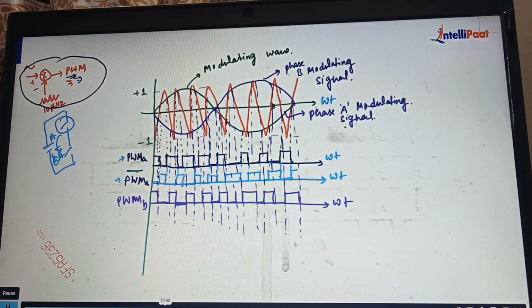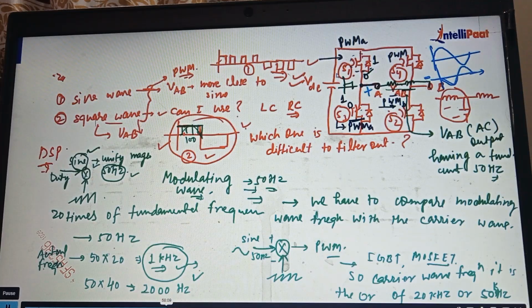Now, can you draw the PWM-B bar for the lower switch? Draw the PWM-B bar. The off position is on. PWM-B off position is the PWM-B bar on position. PWM-B for switch 1, PWM-B bar for switch S3.